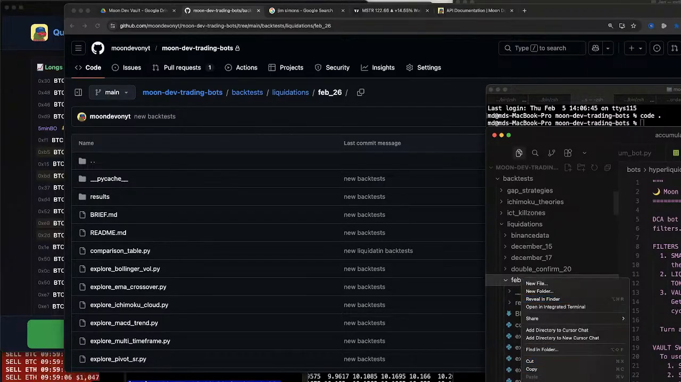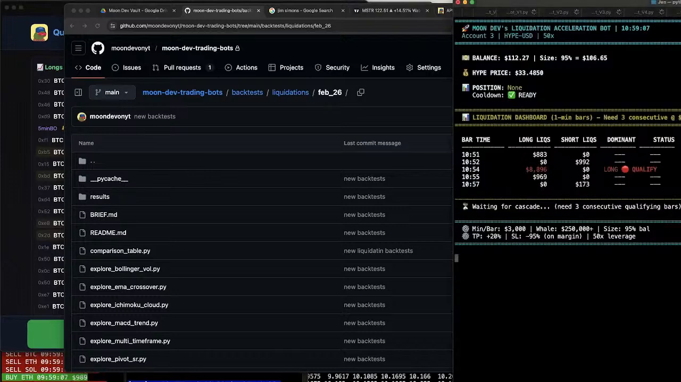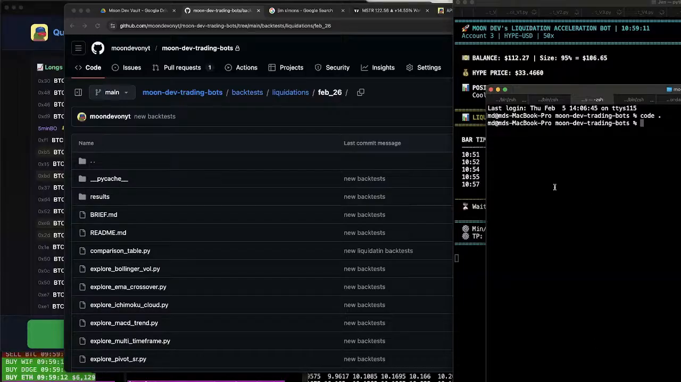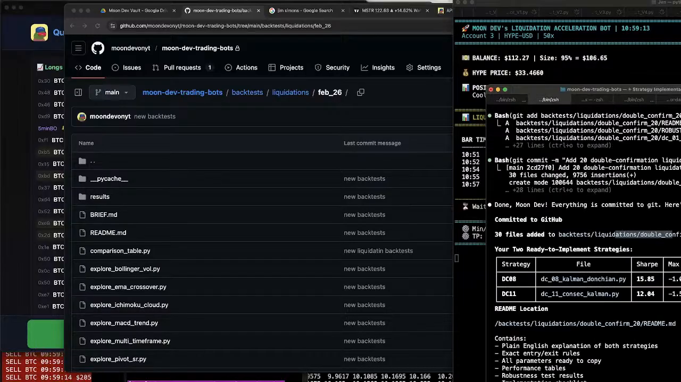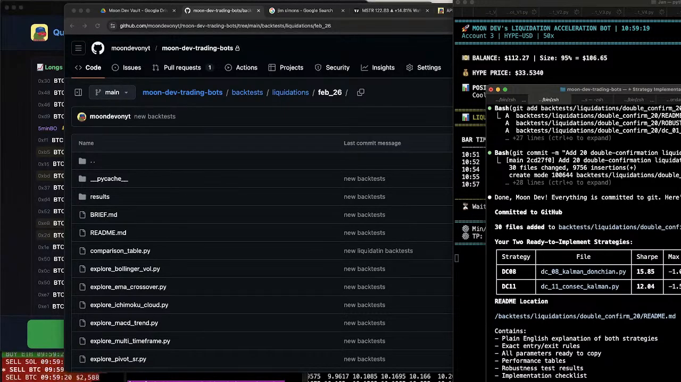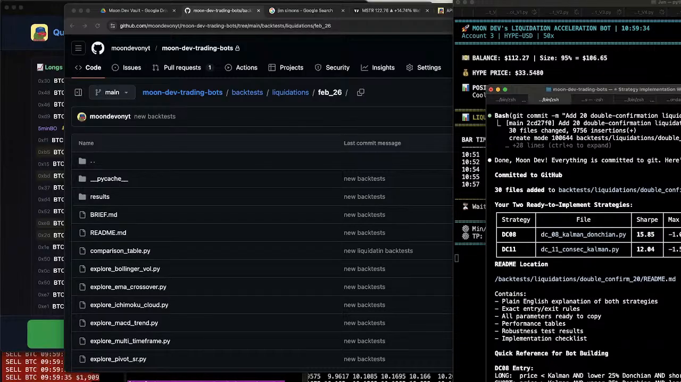Yeah, I want to here. Copy path. So this is the bot that should be working now. Where are you, girl? Okay, here you are. I want you to put everything in the February 26th folder. So just move all of that work that we just did right now with the liquidations, double confirm in that folder with the README and all that. Okay, and then I'm gonna push it to GitHub so you guys have access to it.